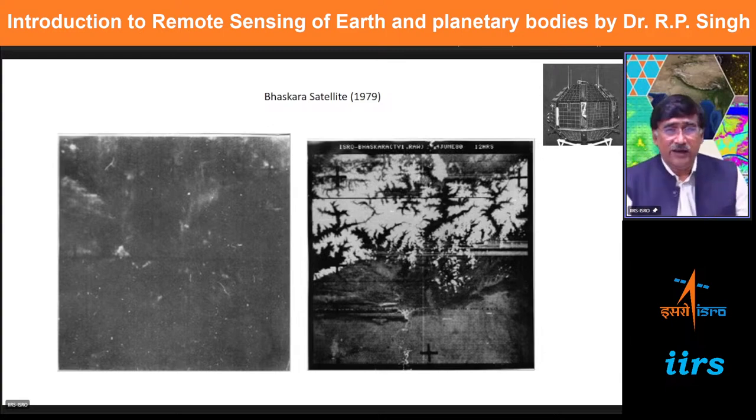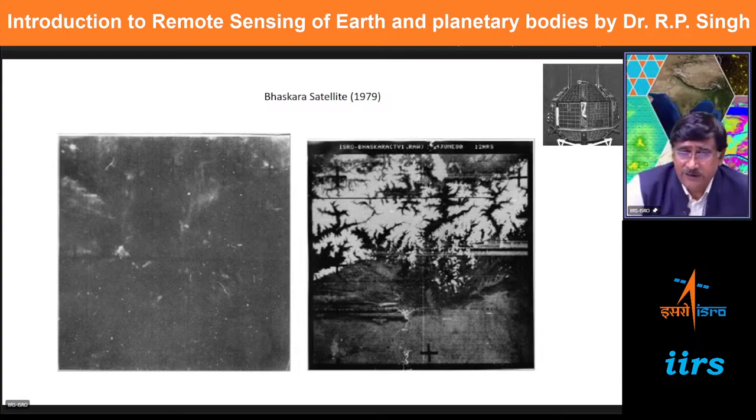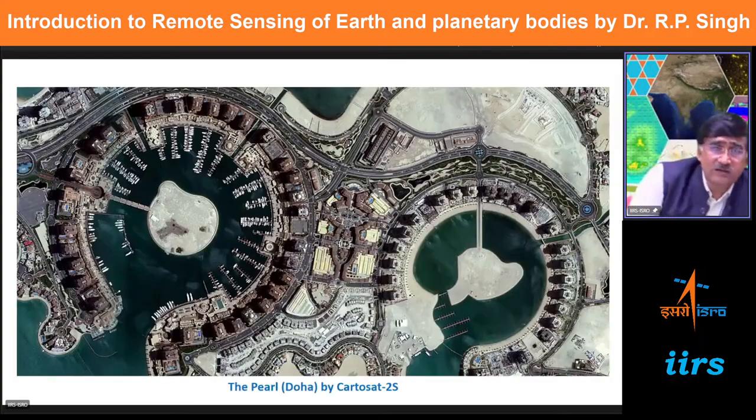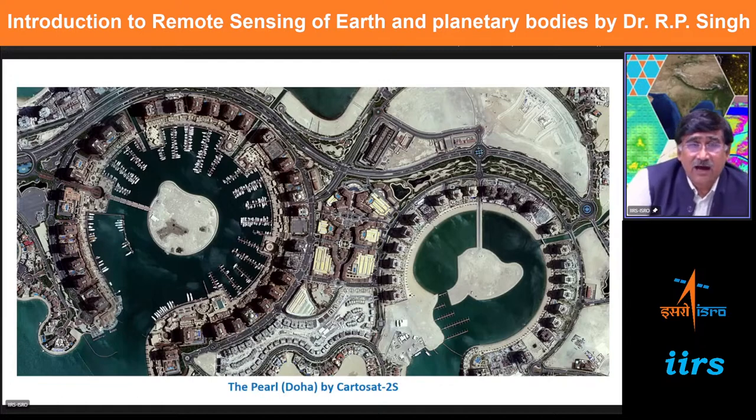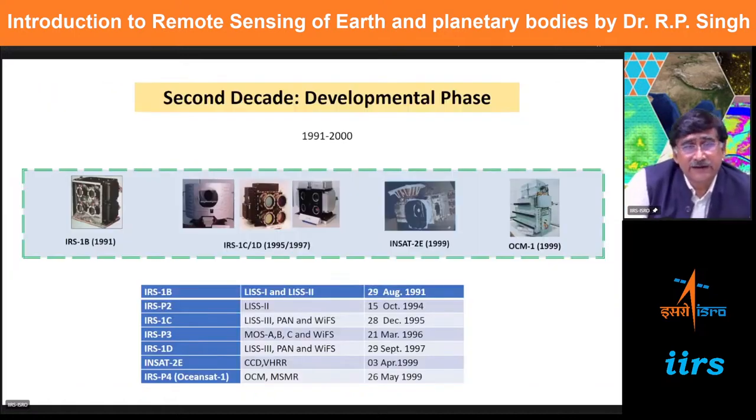You can see that in that era, even getting these pictures was a big task. But now the same technology, when improved, in the same laboratory, the same institute, can take pictures of such clarity, of sub-meter resolution, through our new satellite system we call the Cartosat series.